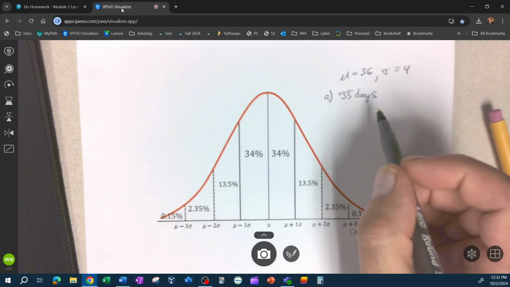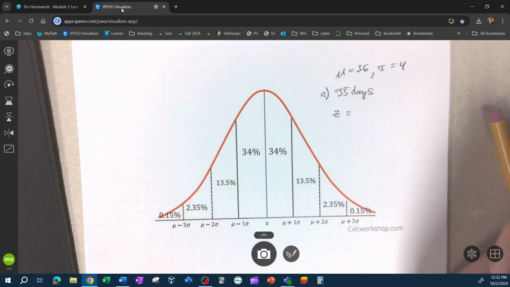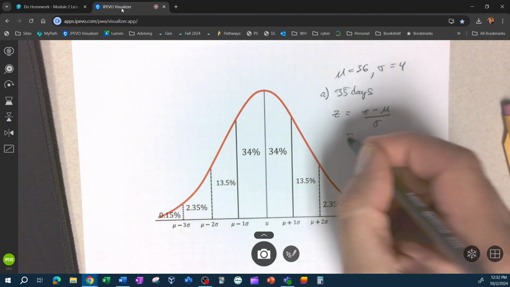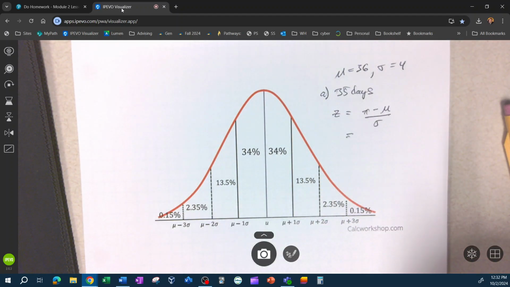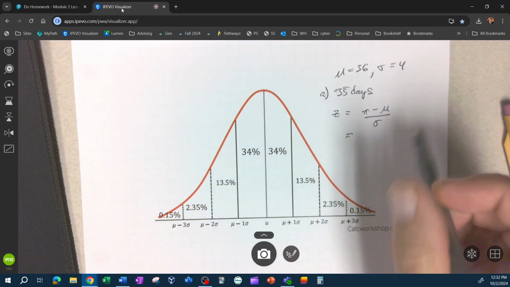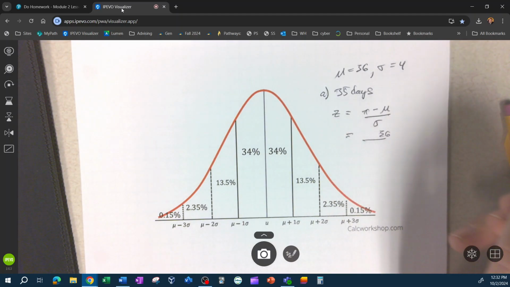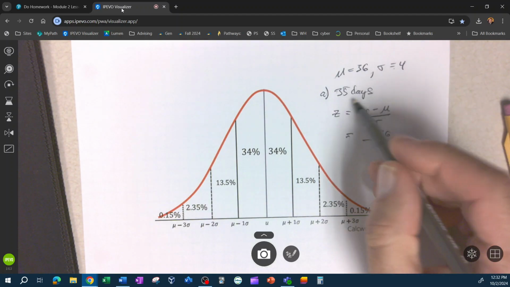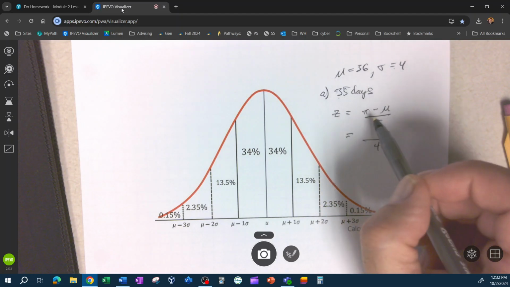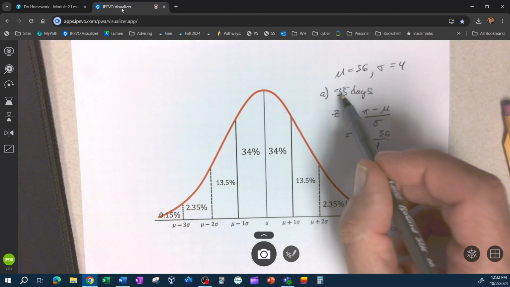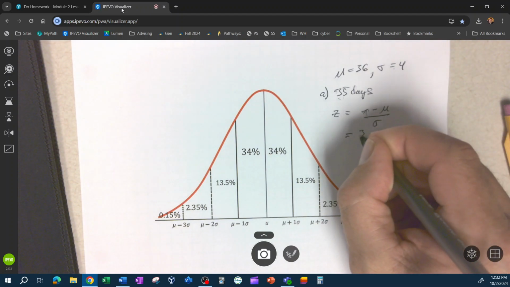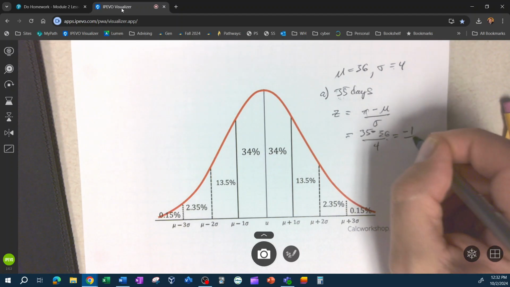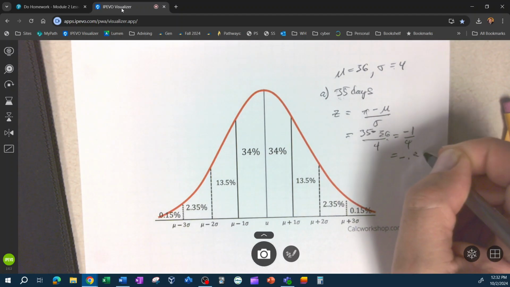To find the z-score, you need to memorize this equation. Z is equal to x minus the mean, all over the standard deviation. In the problem, they have to give you all three things, the mean and standard deviation of the distribution. So the mean is 36, the standard deviation is 4, and I just plugged those in. Now, the thing that's going to vary is your x value. So what is the z corresponding to 35 days? You have 35 minus 36, which is minus 1, over 4, which is equal to minus 0.25.